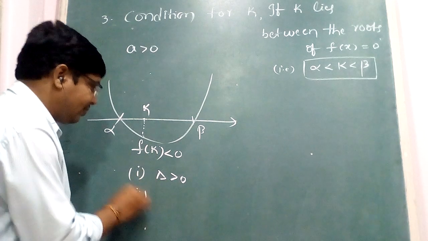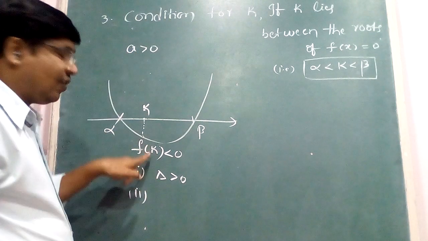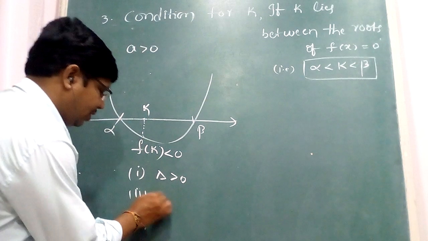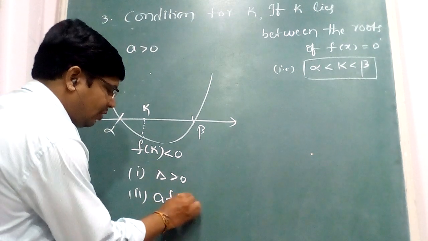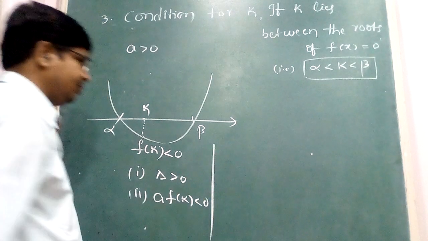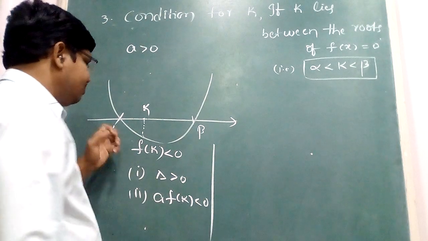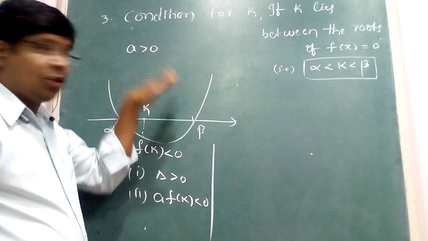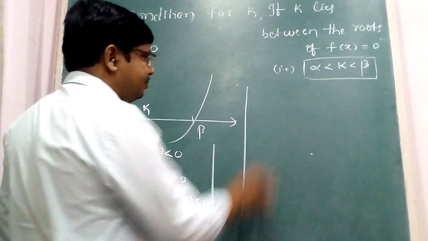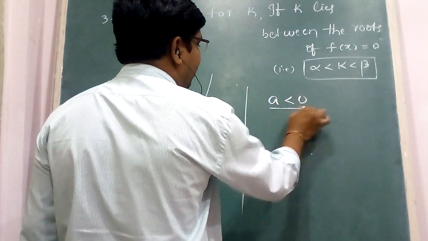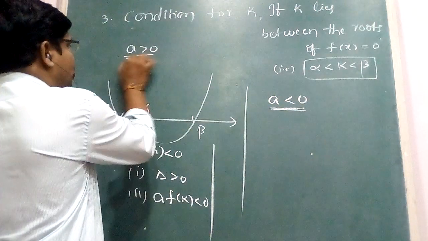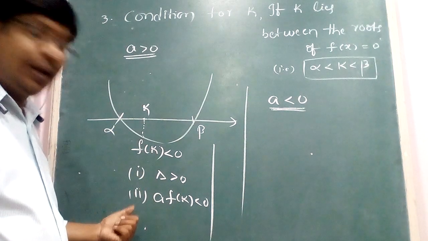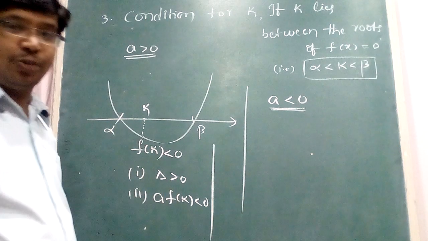Second condition: a value is positive, f of k value is negative. Positive and negative, you always get negative. So a into f of k is negative. Now see, not only can you take a positive, suppose you take a value negative. Negative a condition, positive a condition. From the positive condition you get delta greater than 0. Second condition, a into f of k is also negative.